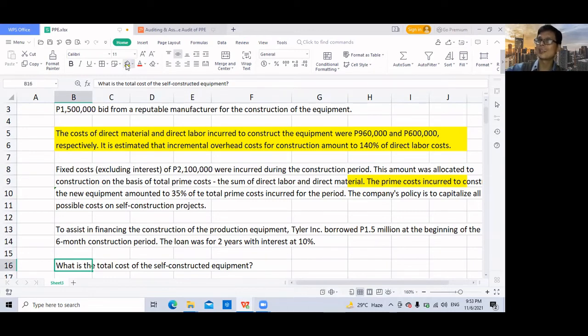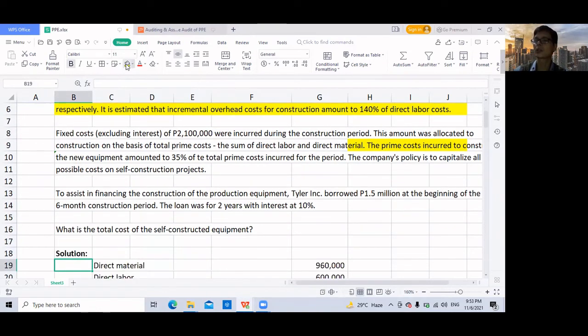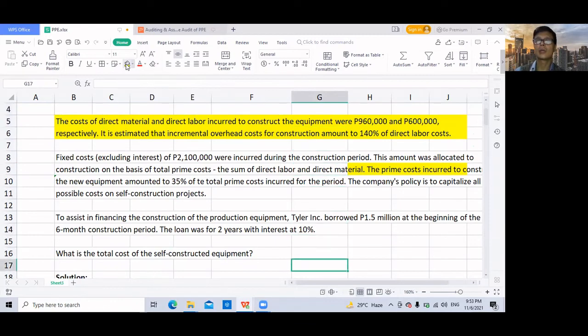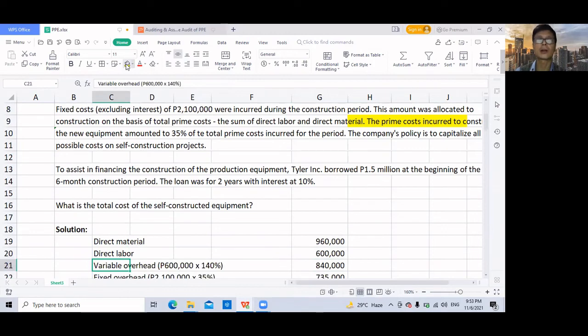And kung yung, of course, yung addition dun sa property, plant and equipment, no, na mag-a-appear yan dun sa financial statement. So we need first to know kung magkano talaga yung halaga niya, no? So the solution, of course, para tayong nagko-cost accounting dito, we get the direct material, that's 960, as we have seen a while ago. And then we add yung direct labor, which is 600,000. And then what we said a while ago, yung variable overhead is 140% of the direct labor. So that's 840,000. So it's simply 600,000 times 1.4.